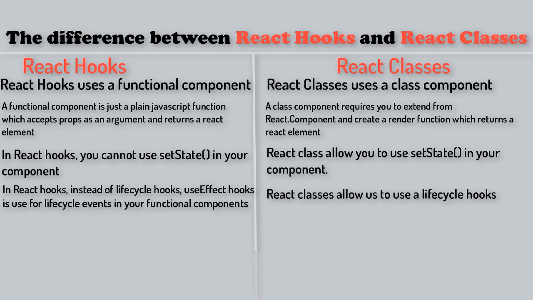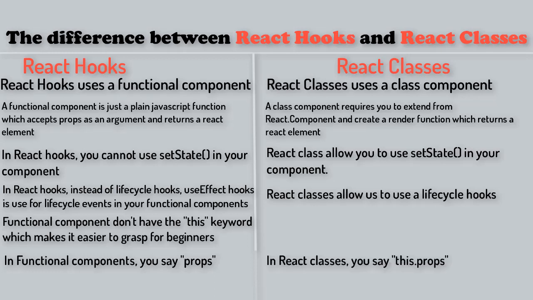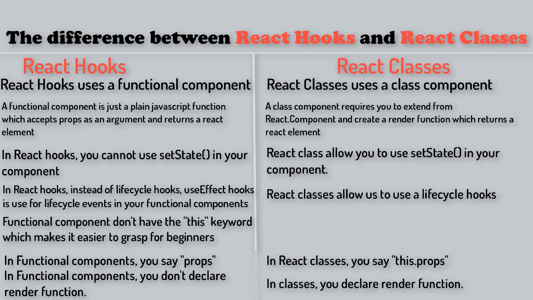Another difference between React hooks and React classes is that functional components don't have the this keyword, which makes it easier for beginners to grasp. Another difference is this: in functional components you say props, but in React classes you say this.props. In React hooks you don't declare a render function, but in classes you declare a render function. In functional components you destructure in the function's argument list. In classes you destructure at the top of the render.